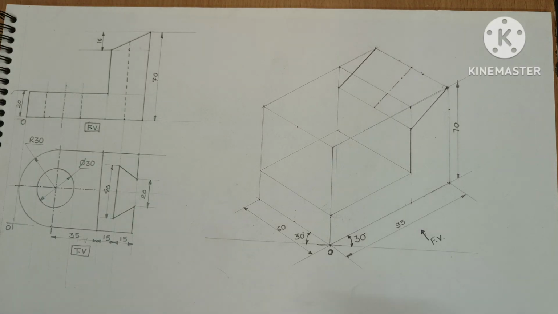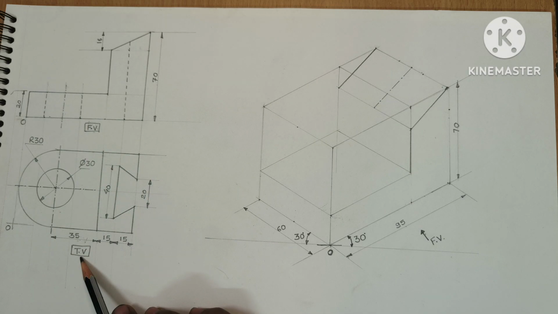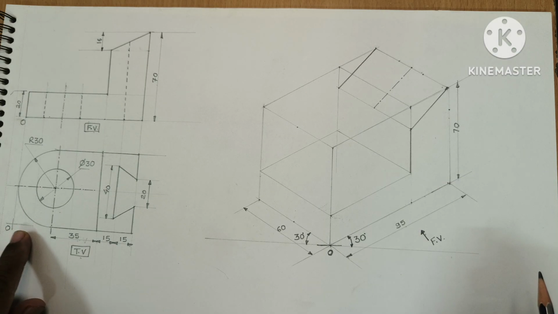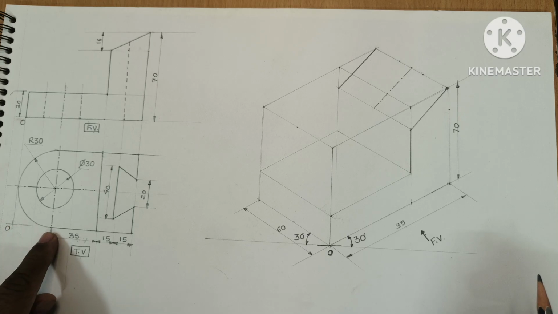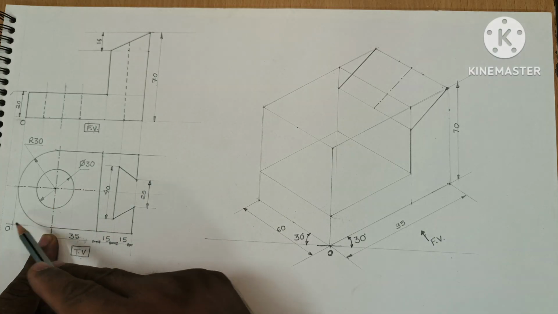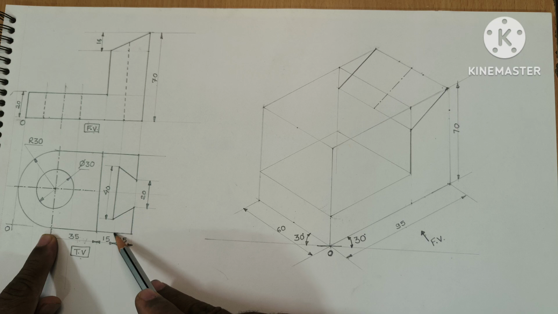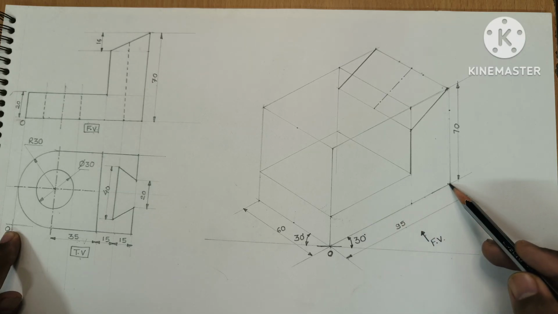Let us see the problem. Here the front view is given and here the top view is given. See the dimensions. From point O towards the right, what is the distance? From point O to the center line, the radius is 30, means this distance is 30 plus 35 plus 15 plus 15, means from O to the right side the distance is 95.